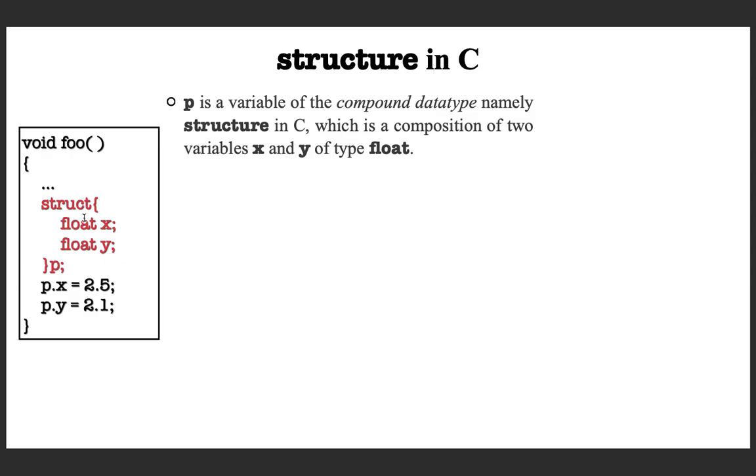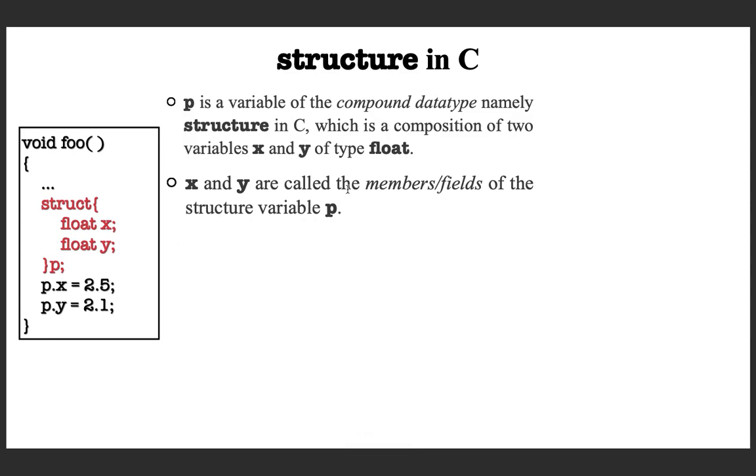Maybe here you can use an array. The first cell can contain the x coordinate and the second cell can contain the y coordinate, but in general you may need two different data types. So you are now declaring a single data object P which is having two elements in it, x and y. X and y are called the members or fields of the data structure variable P. P is called variable of this structure.